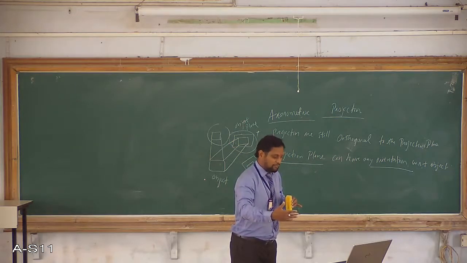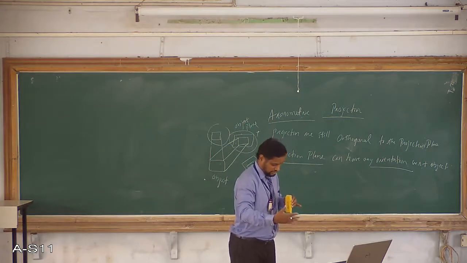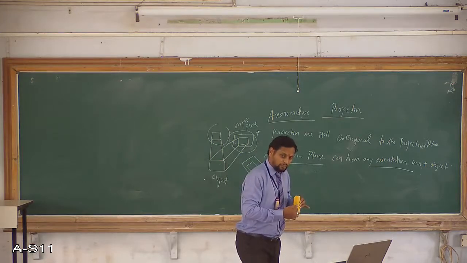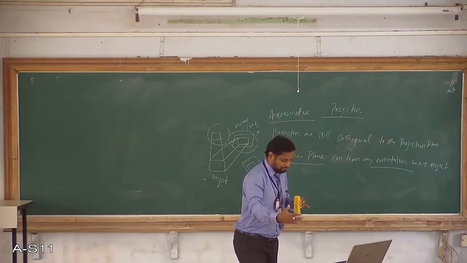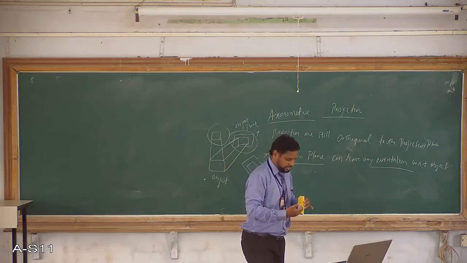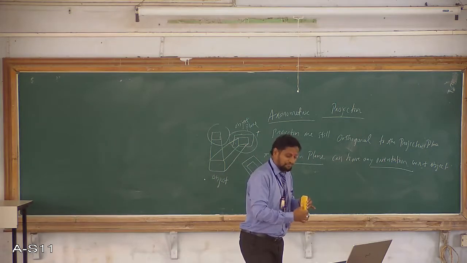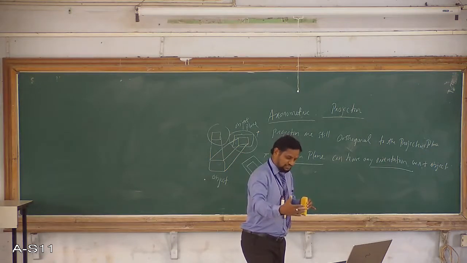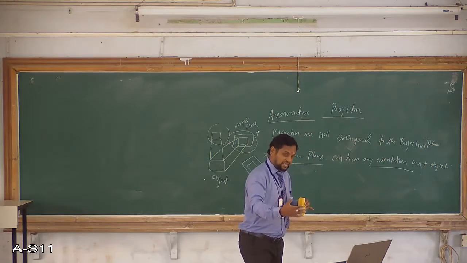It is one type of axonometric projection, where you can capture multiple views at the same time on the object plane. On the object plane, you are going to consider multiple faces of the same object. So this view is called diametric.